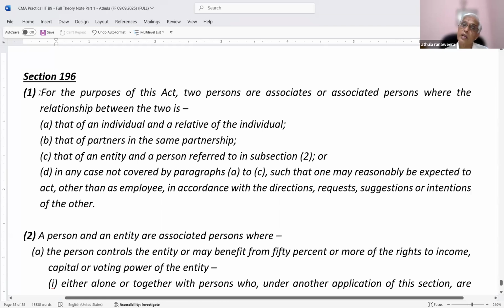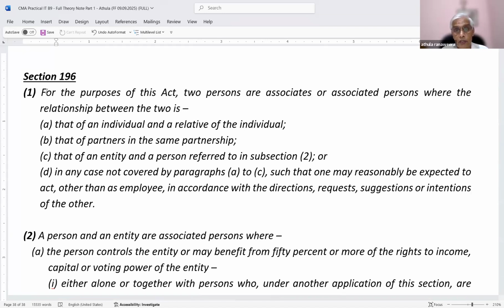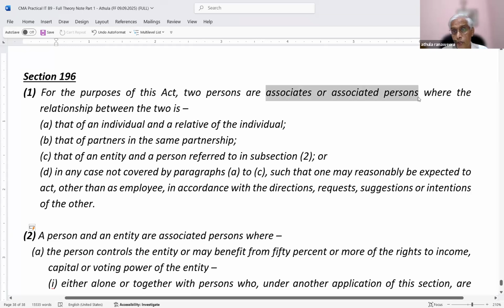Now, as I explained that day, Section 196 subsection 1 mainly refers to the individual situation. Then subsection 2 covers any person. Now we'll see subsection 1. It says, for the purpose of this act, two persons are associates or associated persons.